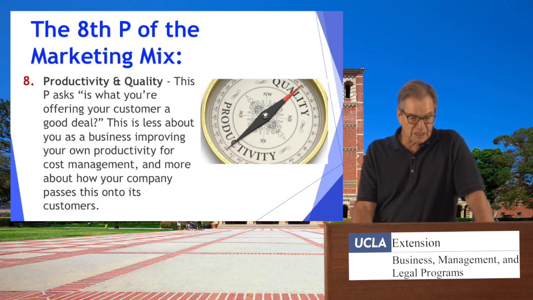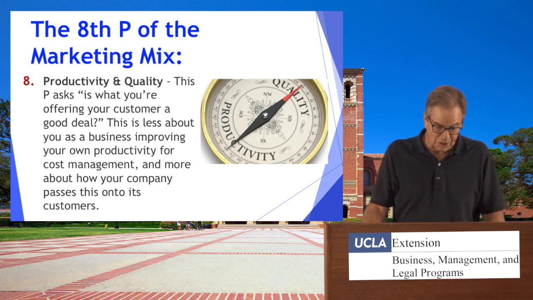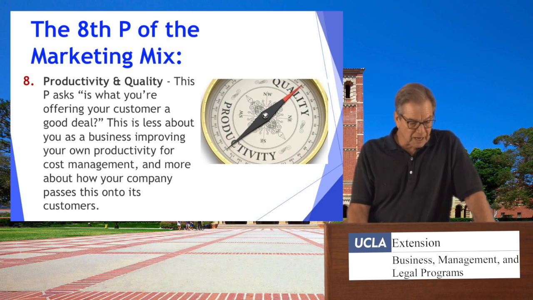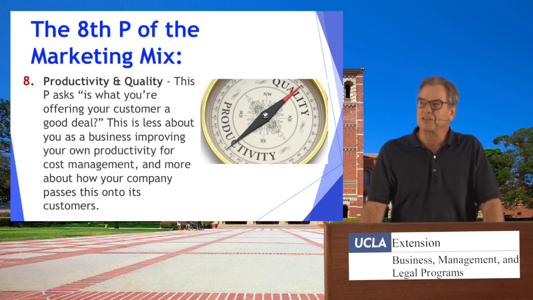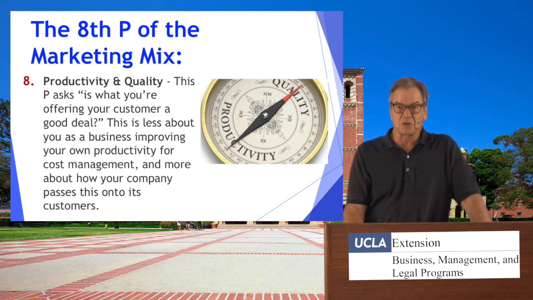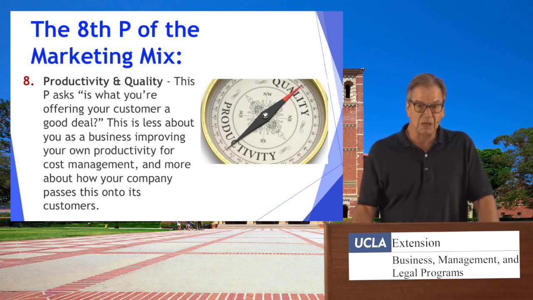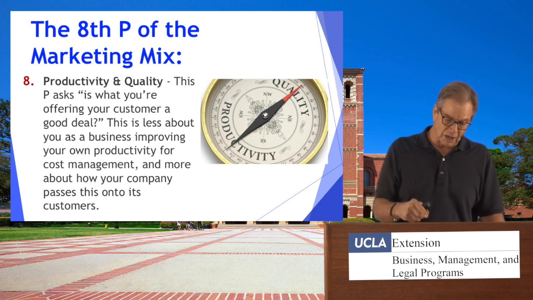Here's the eighth P that I want to talk about in the marketing mix, and it basically says the product and productivity and quality. This P asks, is what you are offering your customer a good deal? There's a saying, beauty is in the eye of the beholder. Sometimes people are attracted to you for really hard to understand reasons, but it's important that you do understand these reasons and where the problem lies here.